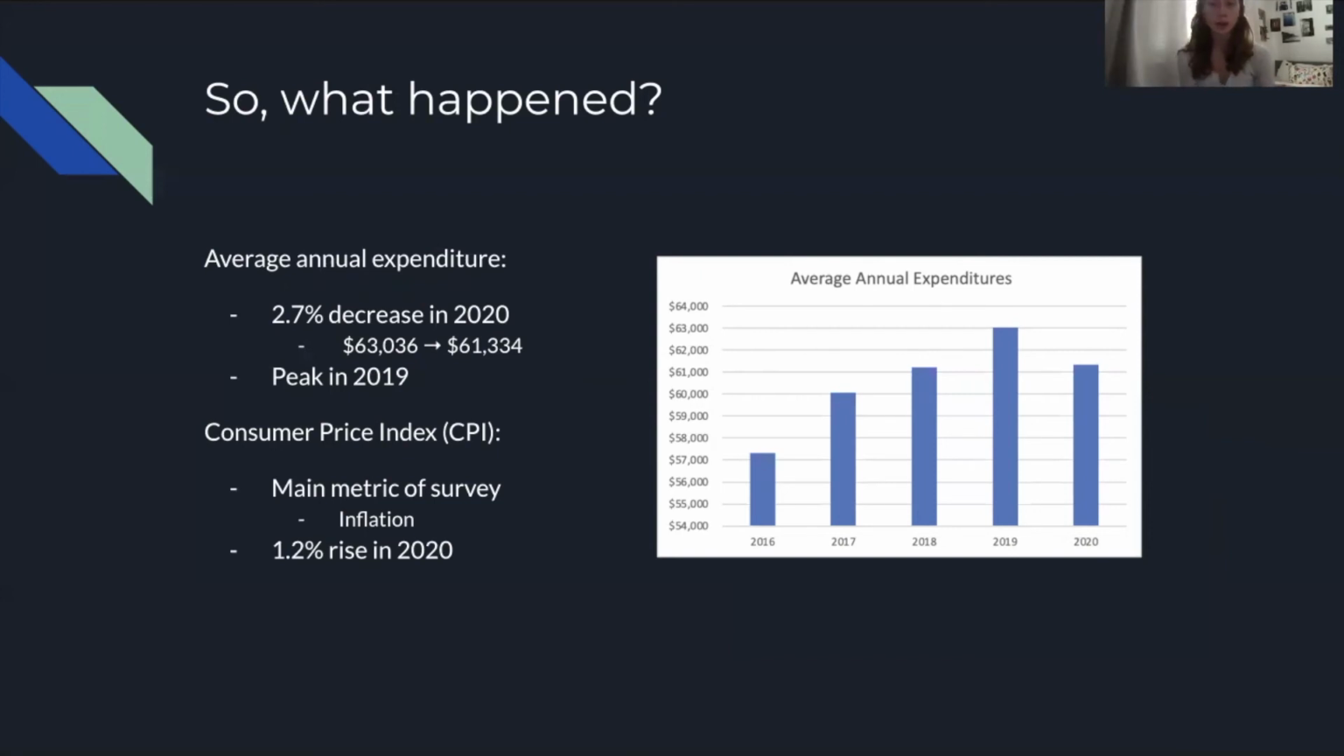And then more importantly, I think, is the consumer price index. That's one of the main pieces of information that the surveyors wish to gain from the survey. The CPI is a metric that tells us about inflation and how prices are changing relative to previous prices. There's a weight, and it's computed with that calculation. Based on this survey, there was a 1.2% rise in CPI in 2020. So that is another thing to consider.